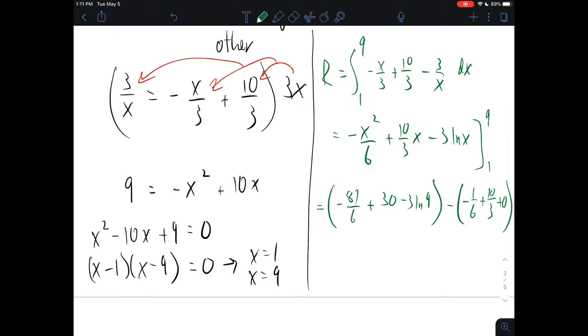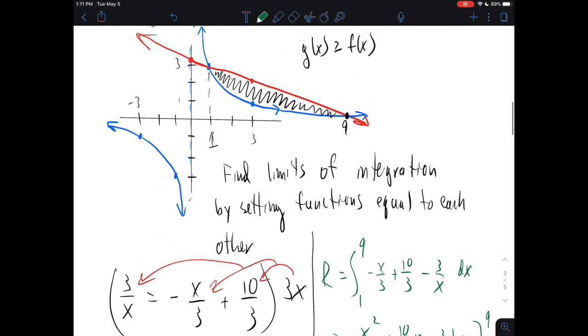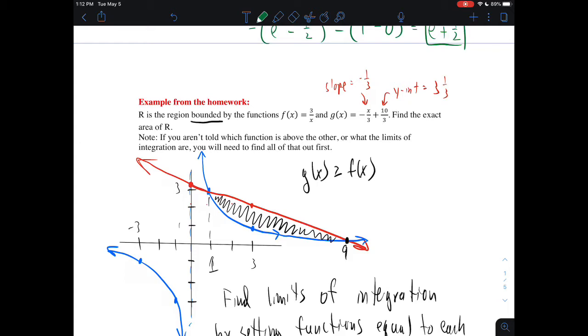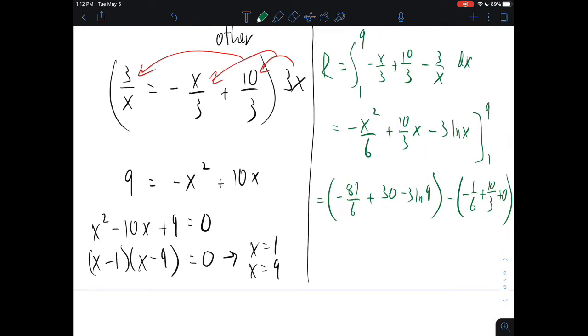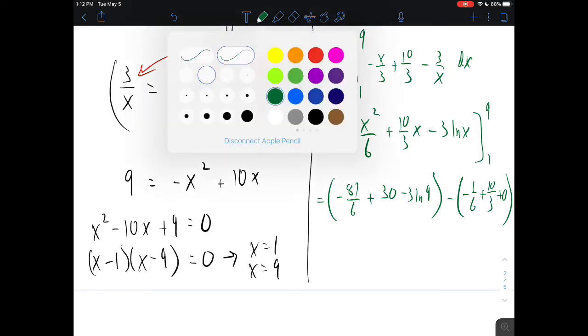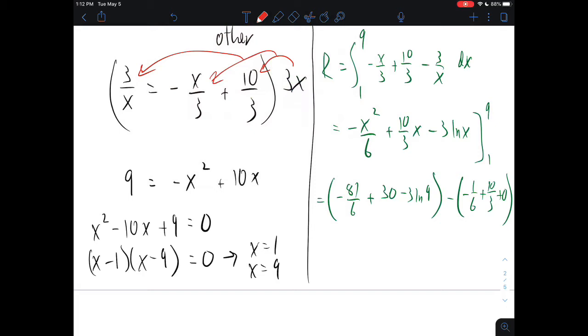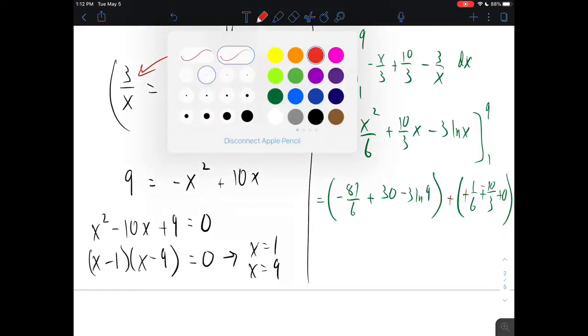And so now I can just simplify what I have. Something to keep in mind with this, from the homework, they are asking for an exact value, which means if I've got some fractions, I should try to just write something using fraction notation and also keep that natural log of 9 as it is. Don't get a decimal for that. So let's see if I can just clean this up a little bit. I'm going to be taking negative 81 over 6 and adding 1 over 6. That leaves me negative 80 over 6. So I should write that.